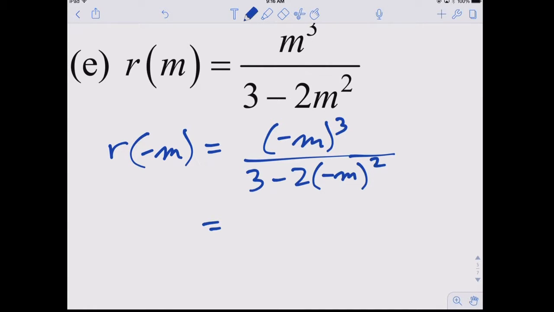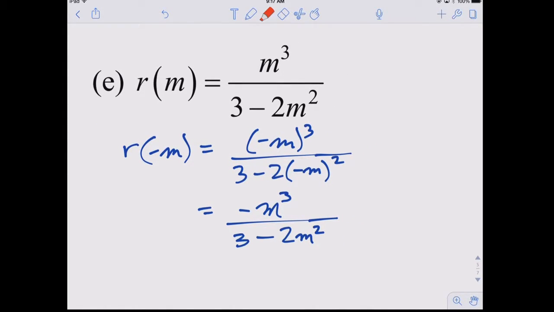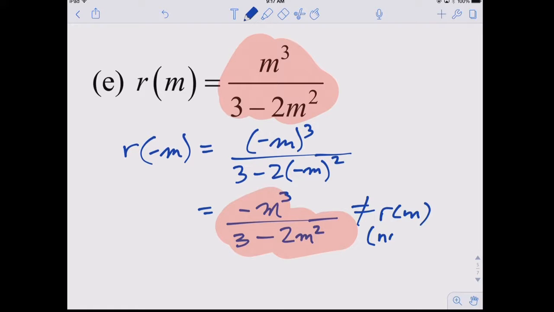Now I'm going to simplify. In the top, negative m cubed, is that going to become positive m cubed or negative times m cubed? Does the negative stay or go? It stays, so that's negative m cubed. In the bottom, I get 3 minus 2 negative m quantity squared. Does the negative stay or go? It goes, so it's just the same as positive m squared. Now you ask yourself, is this the same as what we started with? It doesn't appear to be the same, so this appears to not equal r of m, and therefore it appears to not be even. But could it still be the opposite of what we started with?